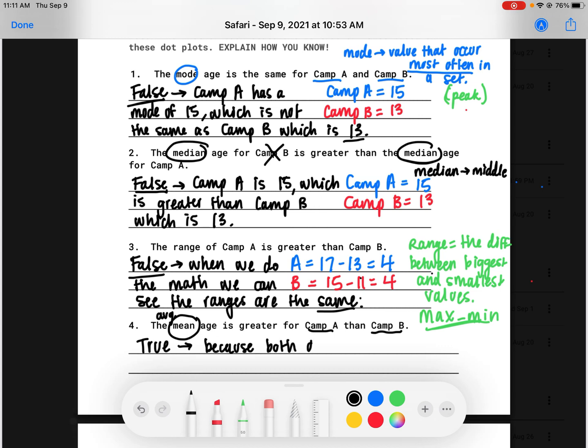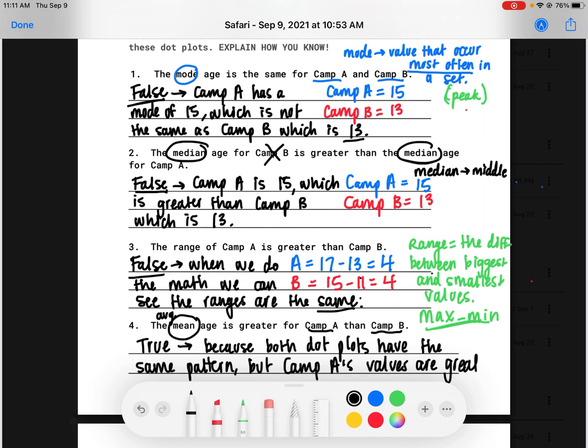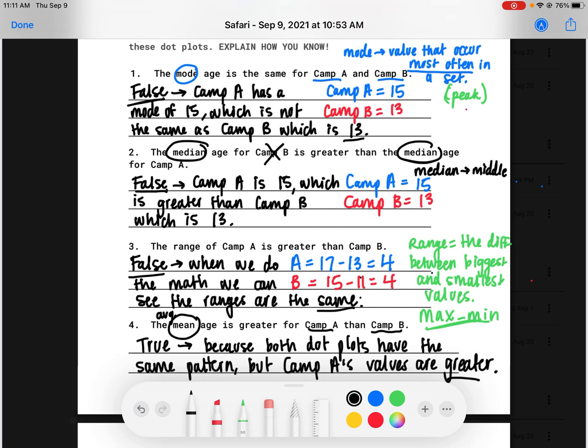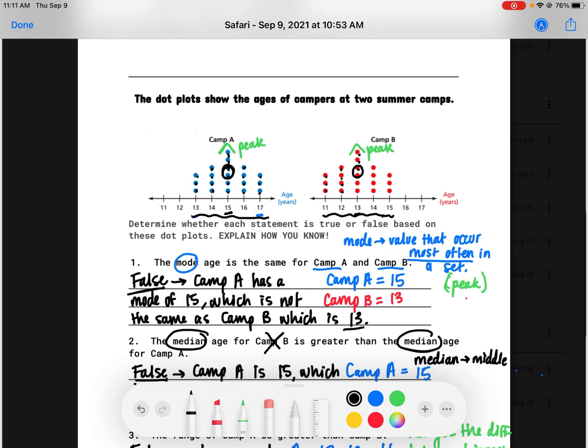This is true because both dot plots have the same pattern, but camp A's values are greater. So we can then assume that the mean is greater. All right, hopefully all of that makes sense.